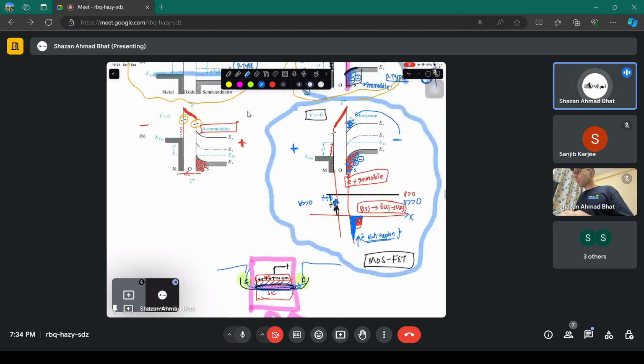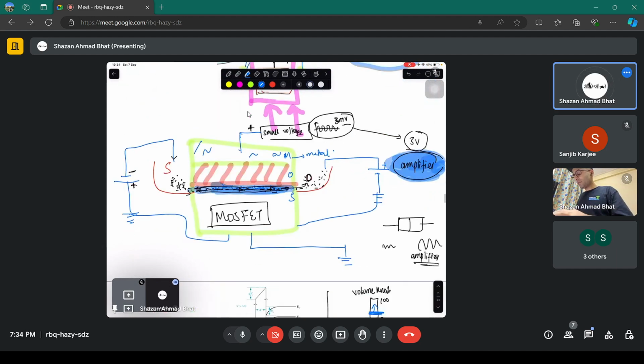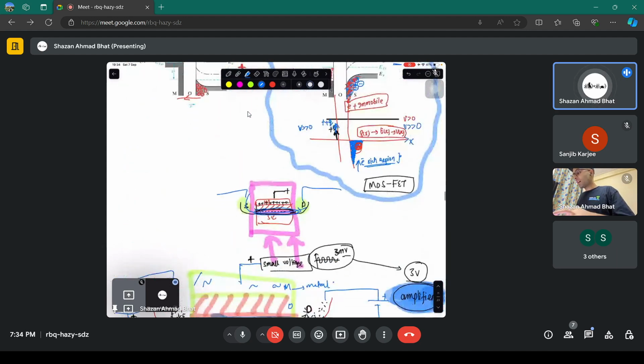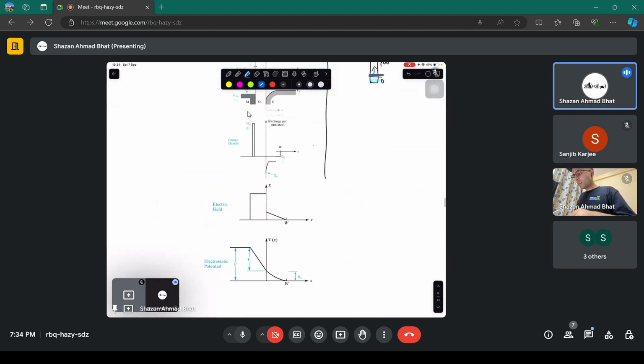But this is the overall scenario that's going to help you in understanding what happens in the MOSFETs and all of the upcoming devices. And I think I have given you this particular concept here. So this is the actual scenario.